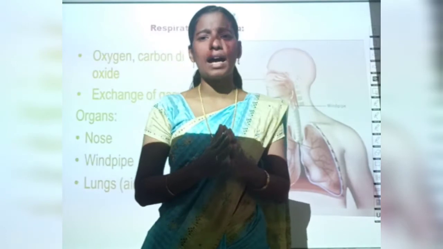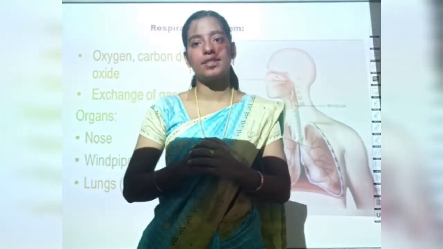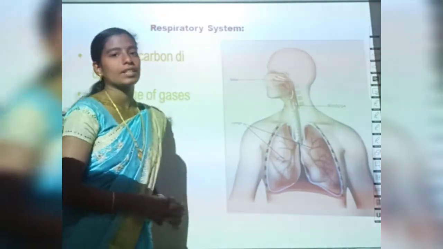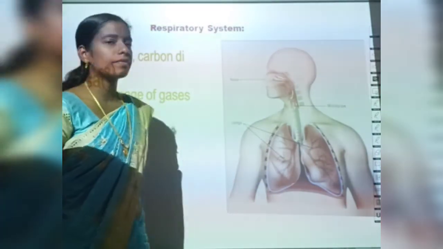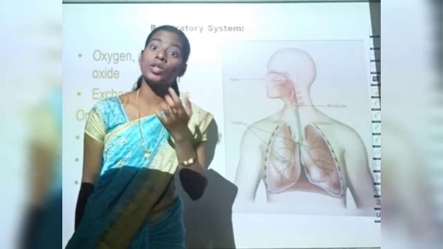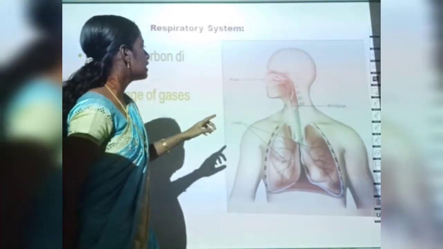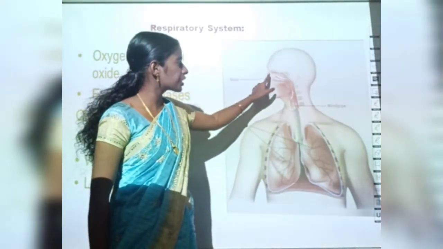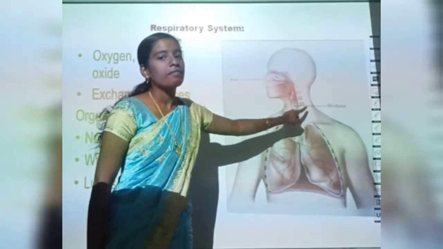So, see the parts, the organs involved in the system. The first one is nose. Can you see nose? Where is your nose? It is nose, right? It can be called nostrils also. The air enters into the nose. This nose takes this air to the windpipe.